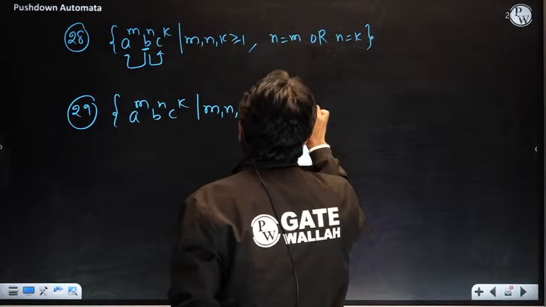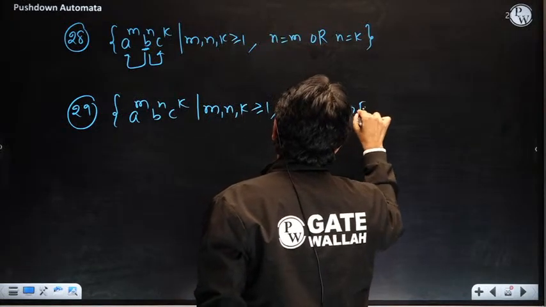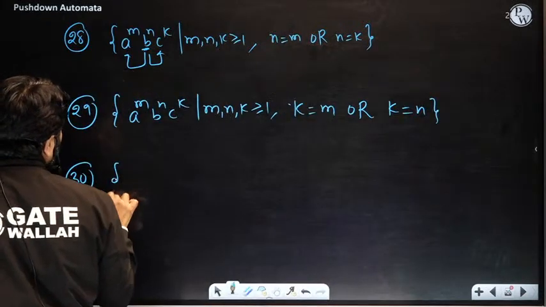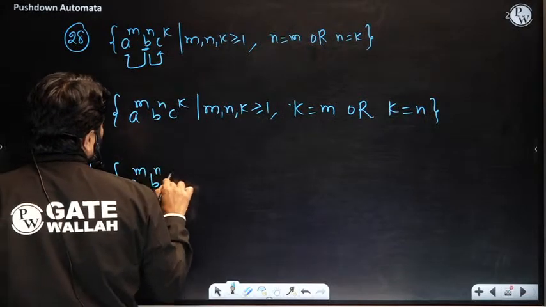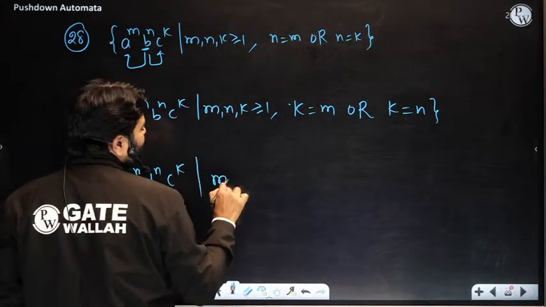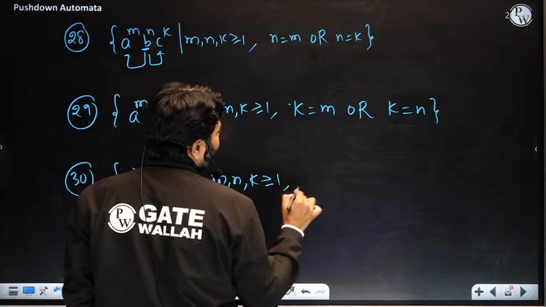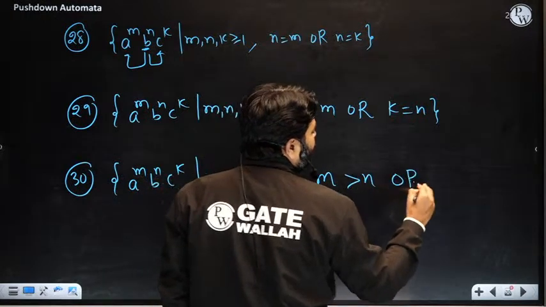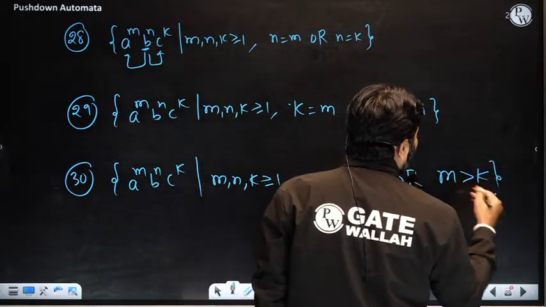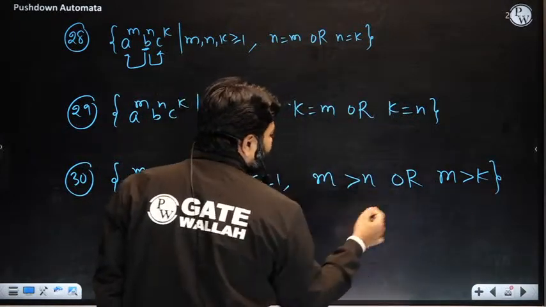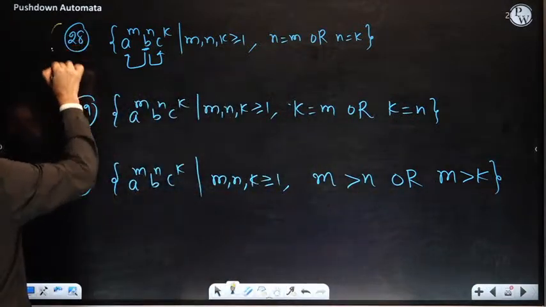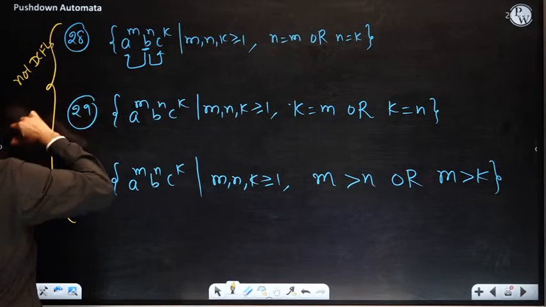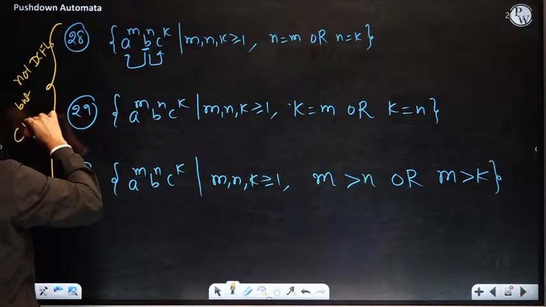Now k we will try: k is equal to m or k is equal to n. Just for simplicity I am writing, but we don't actually construct like this. m equal to n we did, right? Now m greater than n or m greater than k. Still whether it is equal or greater than doesn't matter, right? The comparison is similar. So all these languages are not DCFLs. What are they? Not DCFLs, but these are context free languages.